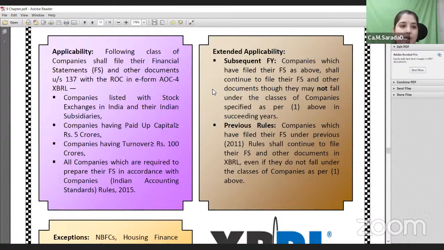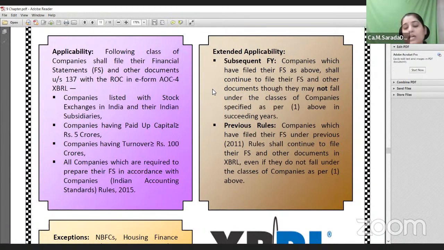It is mandatory for companies which are listed with stock exchanges in India and their Indian subsidiaries, companies having paid up share capital of more than or equal to 5 crores, and companies having turnover of more than or equal to 100 crores. For all such companies, they need to prepare these financial statements and file the documents with the ROC in XBRL format. What is the need? Why do they need to submit in this particular format?